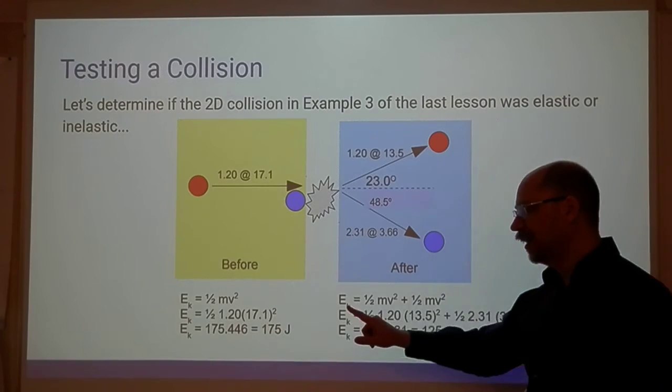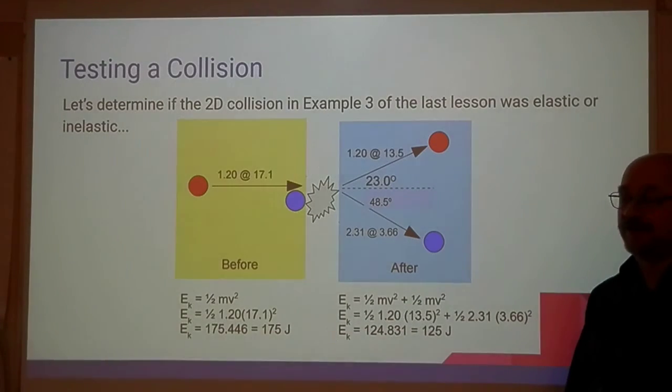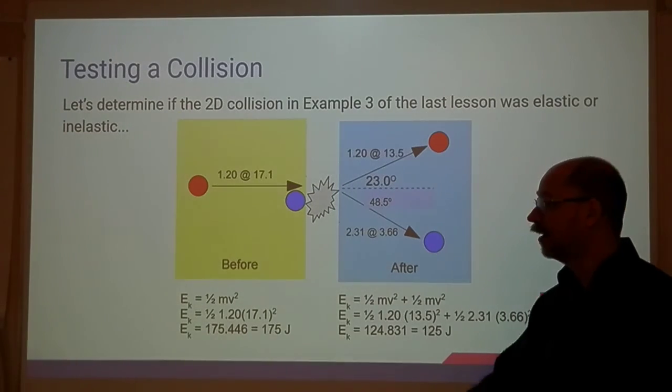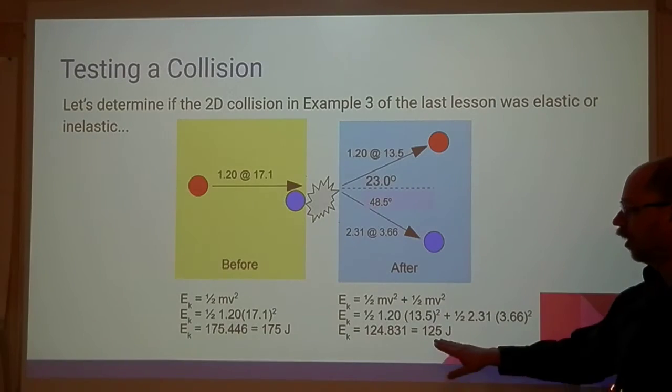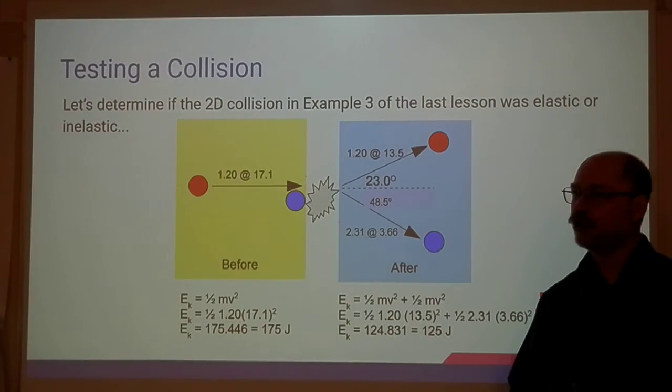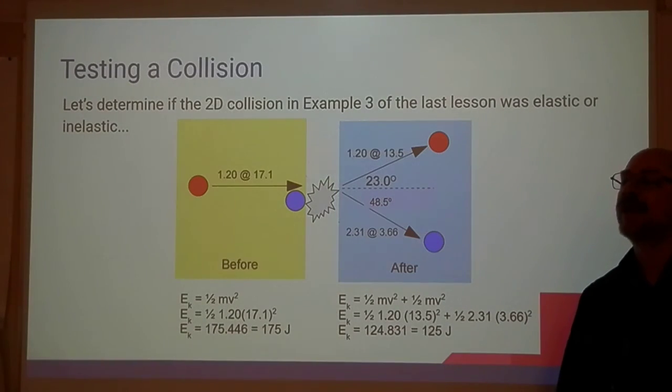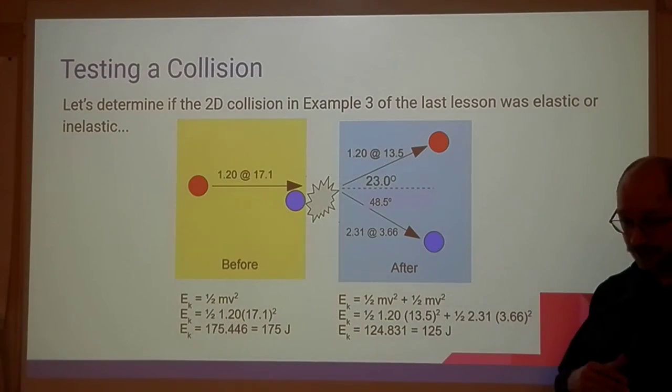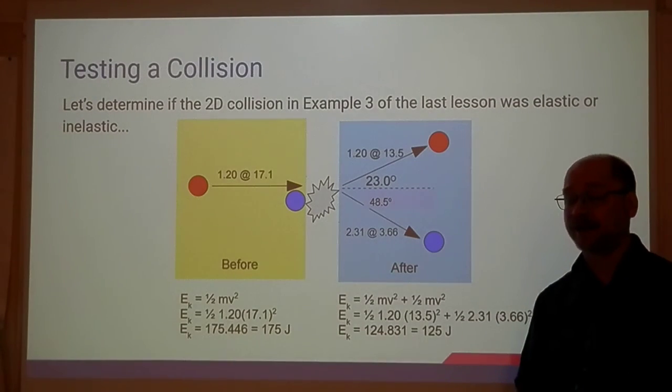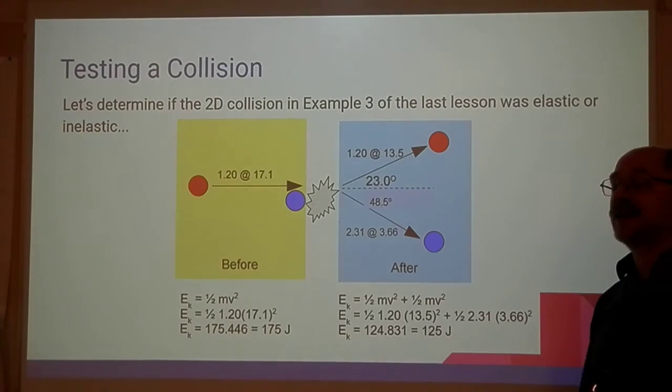175 joules is not equal to 125. I've lost about 50 joules of energy. This collision is inelastic because the total before and the total after are not equal to each other. That's what makes this collision determined mathematically to be inelastic.